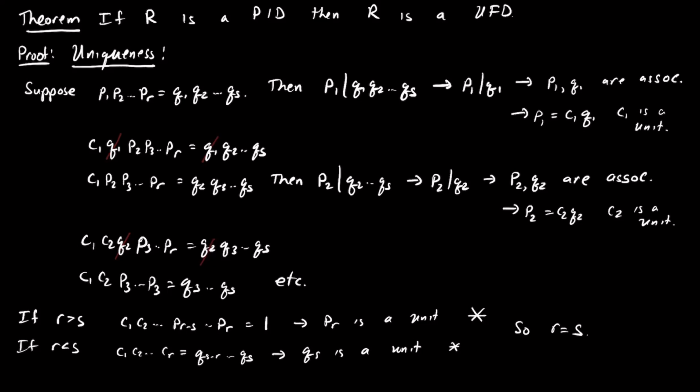And as a consequence, P1 and Q1 are associates, P2 and Q2 are associates, all the way down. And so I get uniqueness from that. Okay, so that finishes our proof.